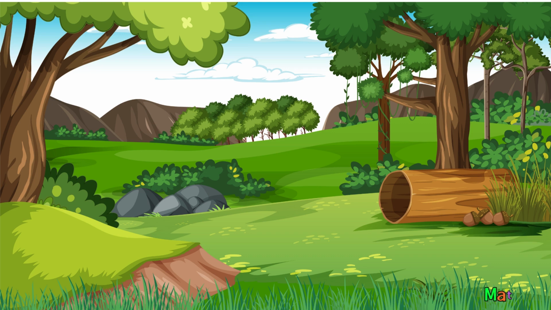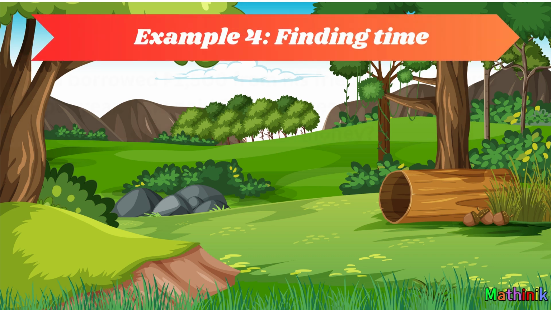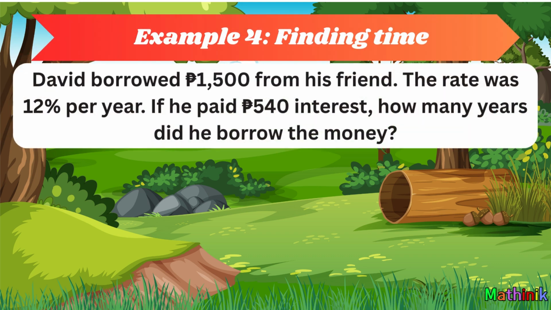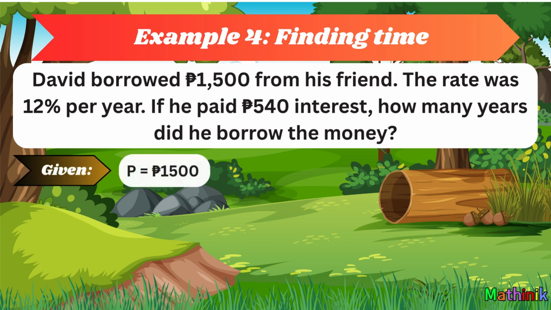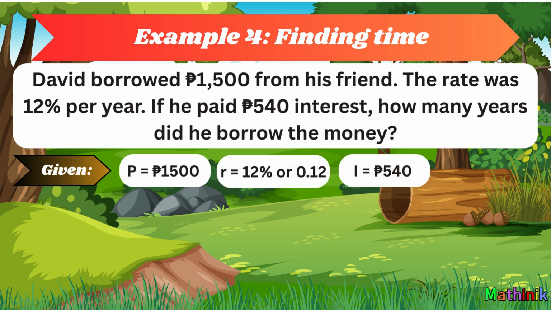Example 4. Finding time. David borrowed 1,500 pesos from his friend. The rate was 12% per year. He paid 540 pesos as interest. For how many years did he borrow the money? Let us identify the given values. The principal is 1,500 pesos. The rate is 12%. The interest is 540 pesos. We are asked to find the time.